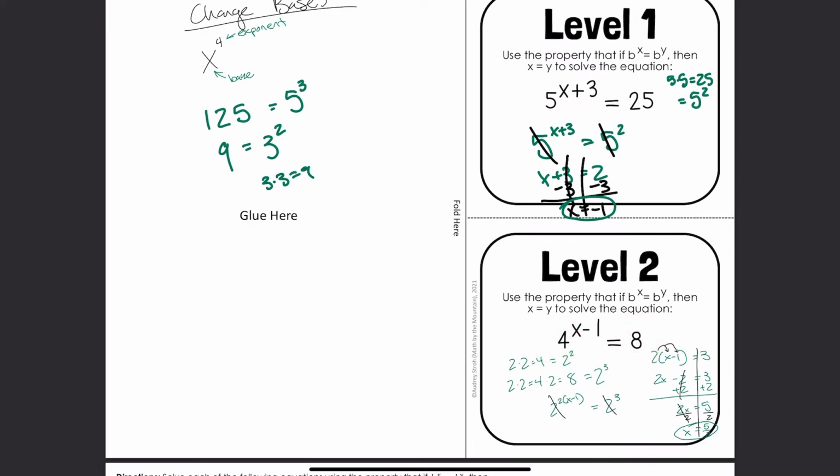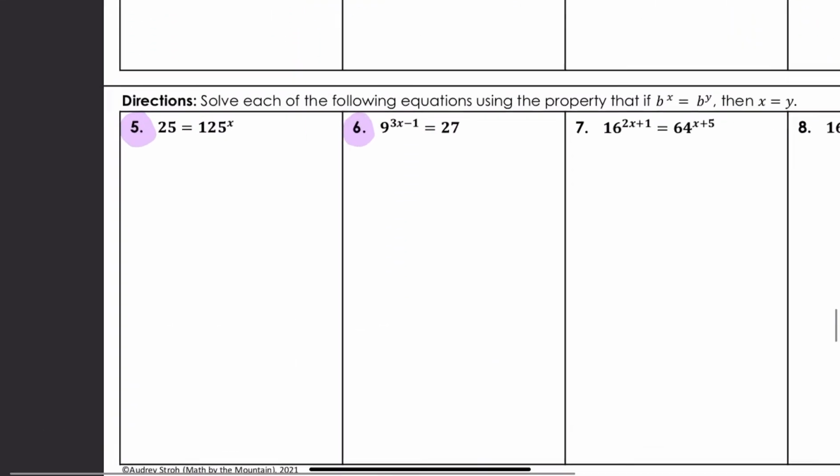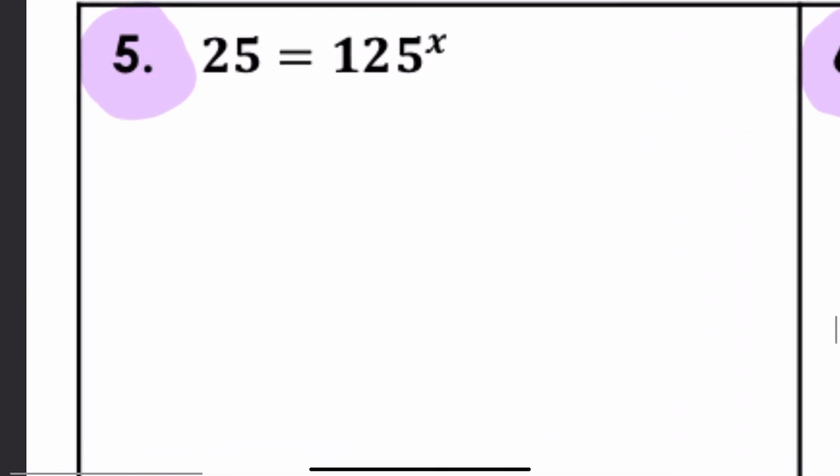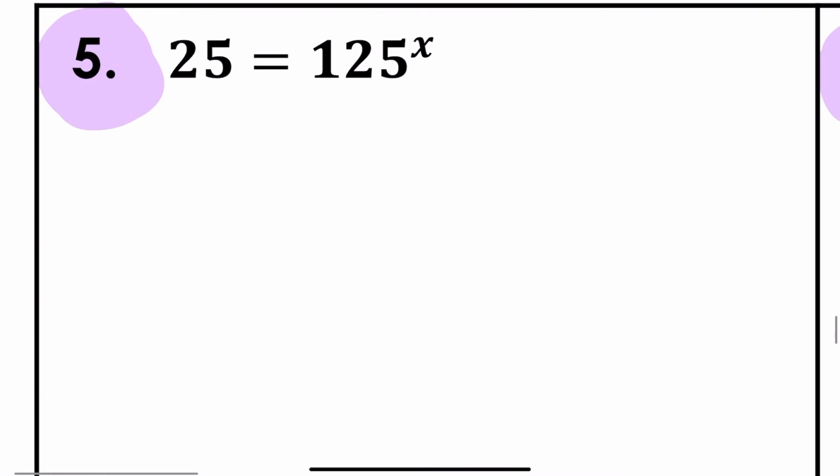You have to figure it out. Okay, so with that said, let's check out the first problem. Okay, so we've got 25^x = 125. Like I said, you have to figure out what your base is.